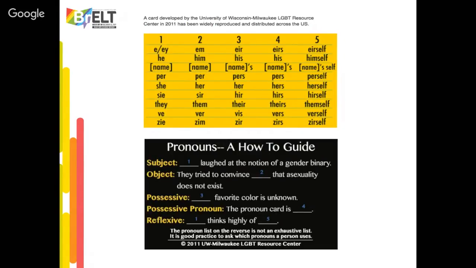So, and on the back of it, we have a guide, which is basically a practice for us to practice people's pronouns if we're not familiar with that, okay? It really shows empathy and adaptability to people's needs. So it shows the subject, object, possessive pronouns, reflexive, okay? And I really like what it says in the bottom. It says, the pronoun list on the reverse is not an exhaustive list. It's good practice to ask which pronouns a person uses, okay? So it's no excuse to say, oh, I don't know how to use this pronoun. Well, let's practice, okay?